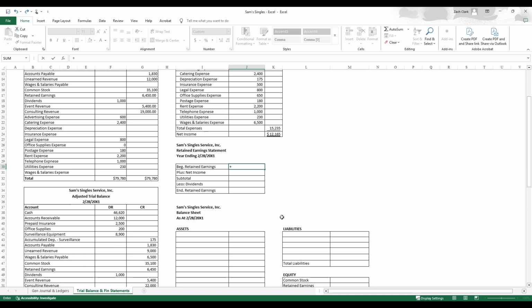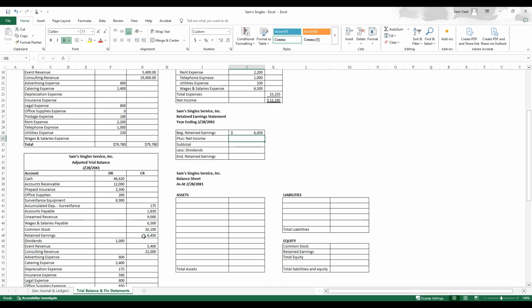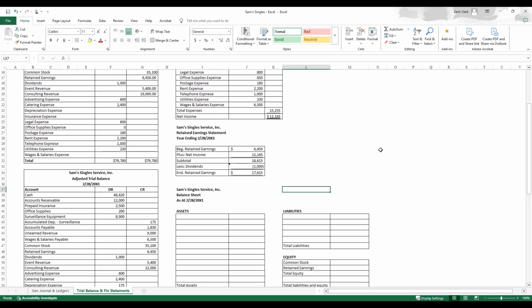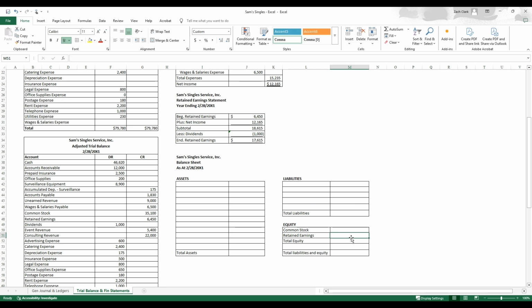All right, now let's do our retained earnings statement. So we have our beginning balance of retained earnings plus our net income from up here. Let's add those together to subtotal. And then we've got subtraction of our dividends. And that leaves us with an ending balance in retained earnings of 17,615. Okay. And we can link that just for the heck of it now. Retained earnings, common stock, while we're working on equity. Total equity equals 52,715. Okay, great.